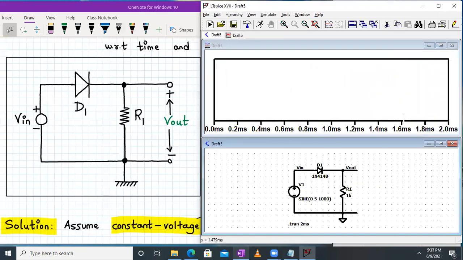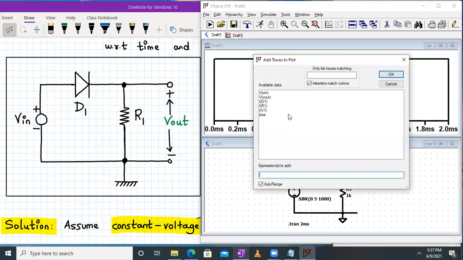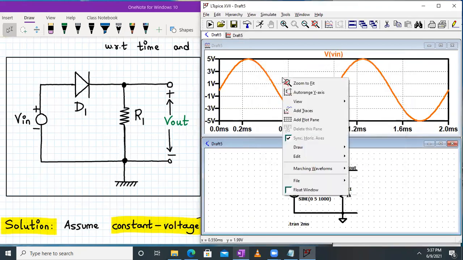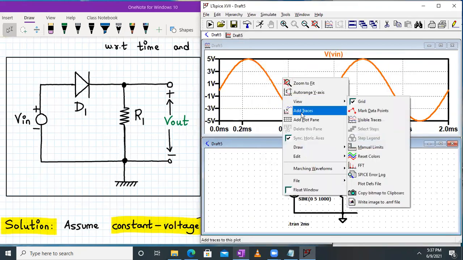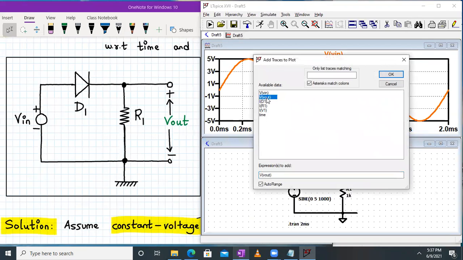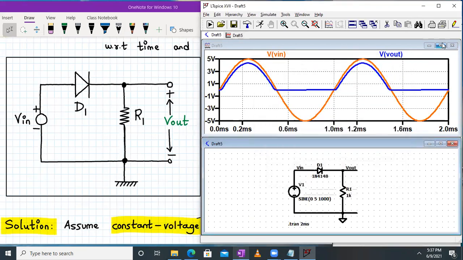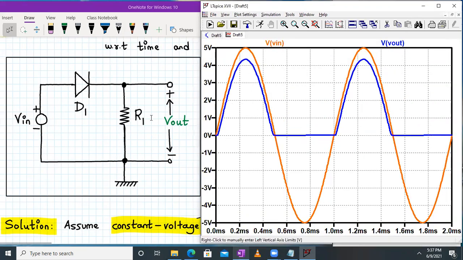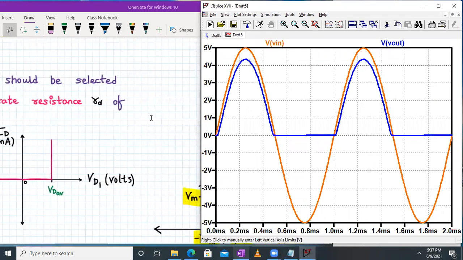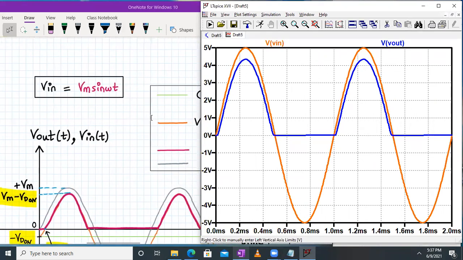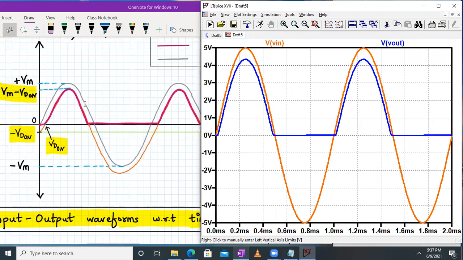So a blank screen with the x-axis as time has come from 0 to 2 millisecond. Now I'll right click on this, click on add trace, click on V in first, and then I'll again click on add trace and I'll click on the output, V out. So here it is. I am getting the waveforms correctly. So let us cross check this with what we have analyzed.